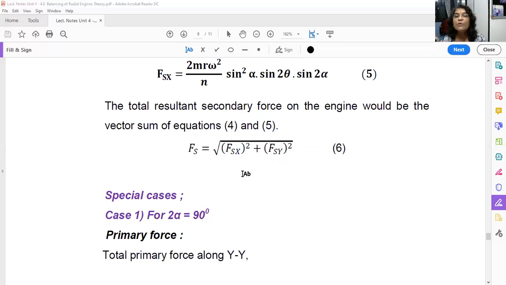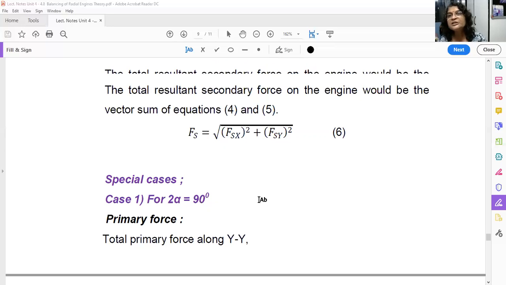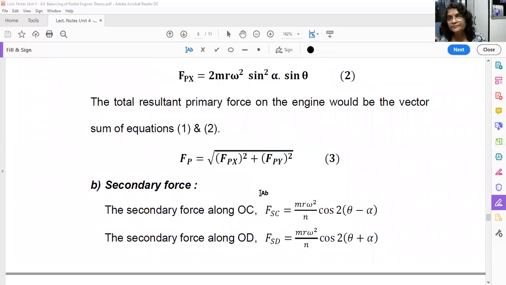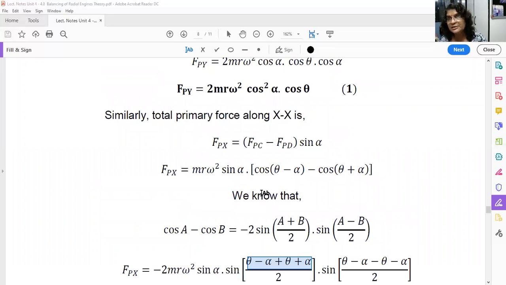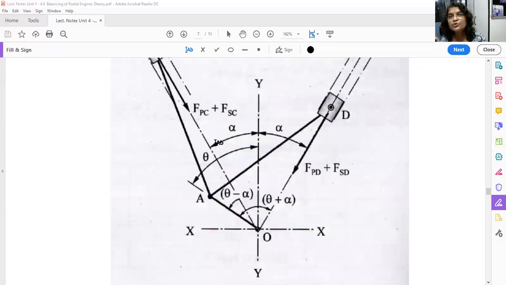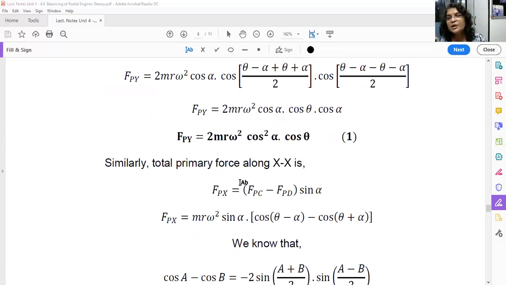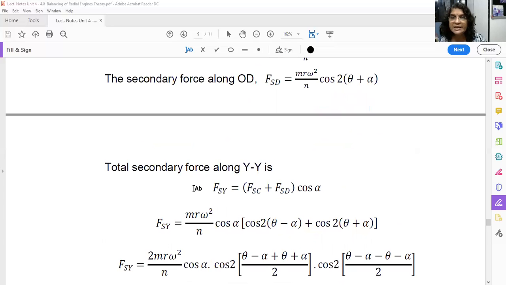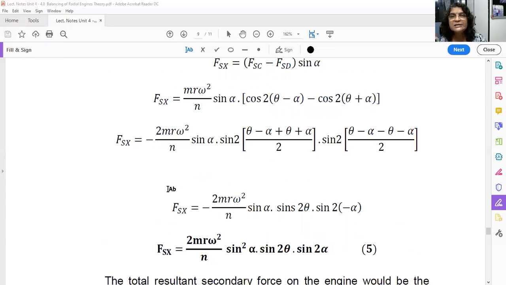Okay. Now let us study the special case of this engine where this 2 alpha angle is 90 degree. See here, if this 2 alpha is 90 degree, what will be the primary and secondary unbalanced forces present in this V engine? Understood? So we are going to study now the special case where 2 alpha is equal to 90 degree. Okay. So let us see.